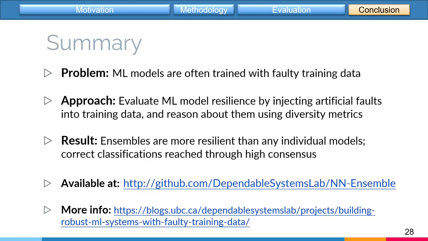In summary, the problem that we encountered is that ML models are often trained with faulty training data. We evaluate ML model resilience by systematically injecting artificial faults into the training data, and reason about their resilience using our own diversity metrics. We find that ensembles are more resilient than any individual models, and that correct classifications are usually reached with high consensus.